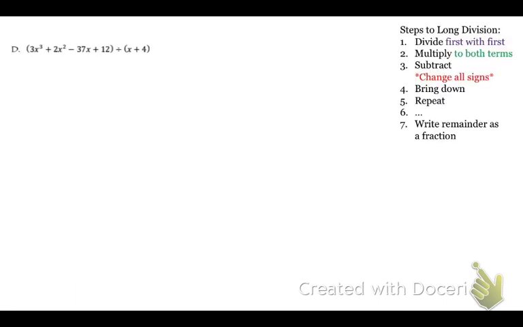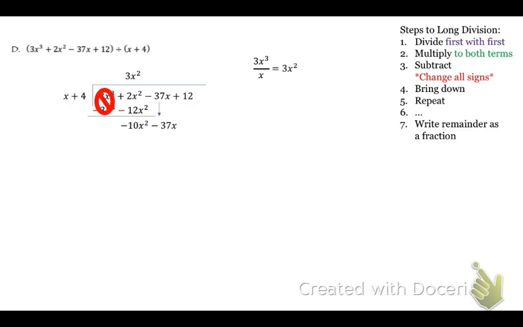Okay, let's do another one. So we have 3x cubed plus 2x squared minus 37x plus 12, divided by x plus 4. Start by dividing first with first. So 3x cubed divided by x is 3x squared. Multiply, so that's going to be 3x squared times x is 3x cubed. 3x squared times 4 is 12x squared. Subtract, change the signs. Those cancel. 2x squared minus 12x squared is negative 10x squared. Negative 37 comes down. And then we're going to divide.